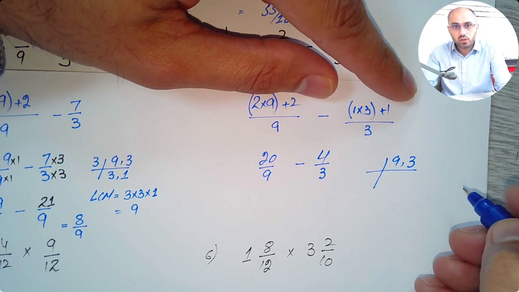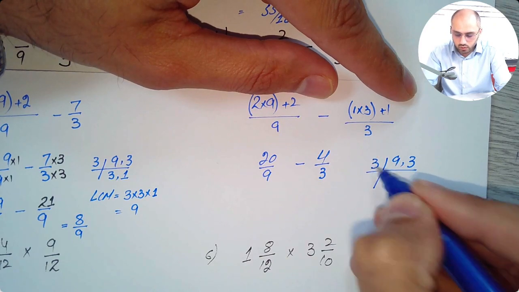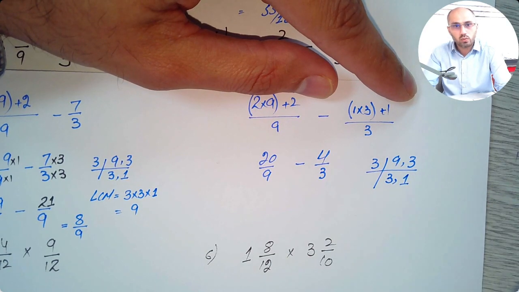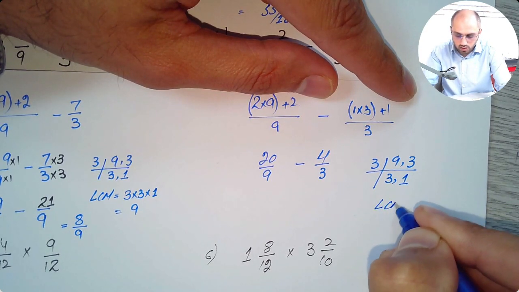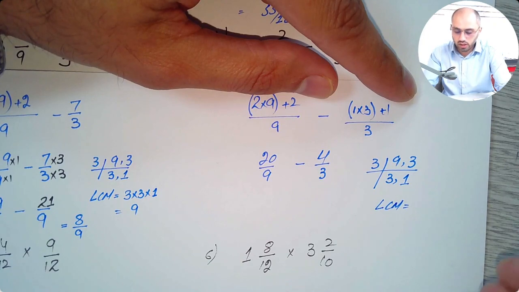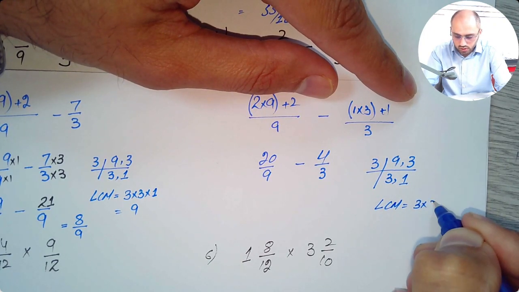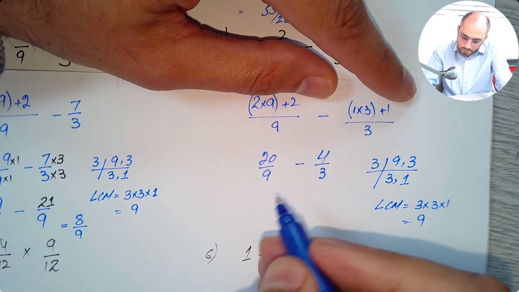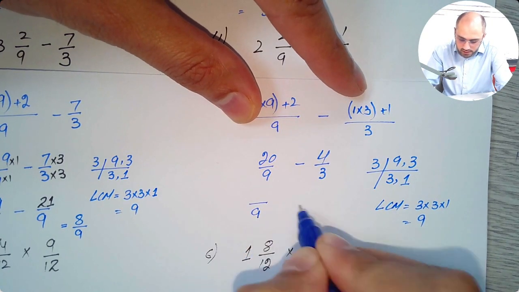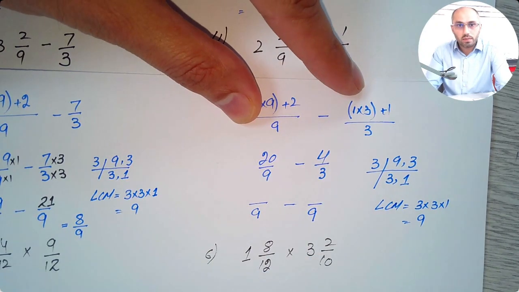I see they are both divisible by 3. I'll divide them both by 3. This gives me 3 and 1. Now 3 and 1 can't be divided by any common number other than 1, so I'll stop and I'll write down my LCM, which is my common denominator, as 3 times 3 times 1, which gives me the answer as 9. I can write down 9 here, take away 9. So my common denominator is 9.